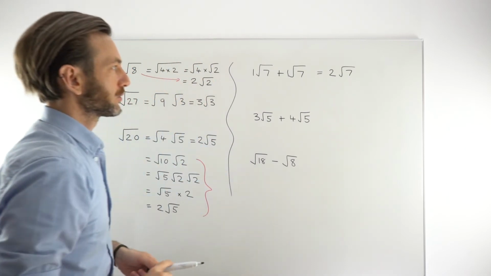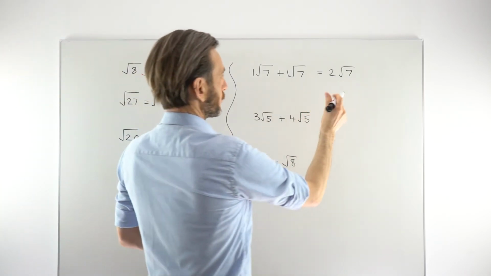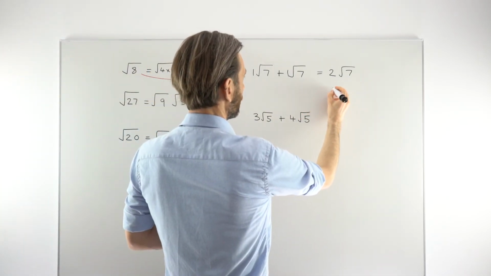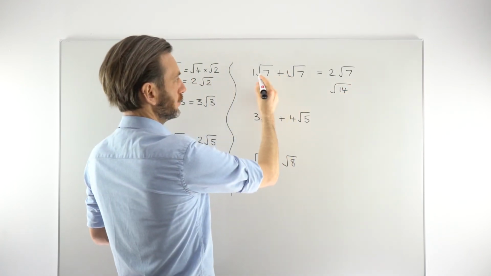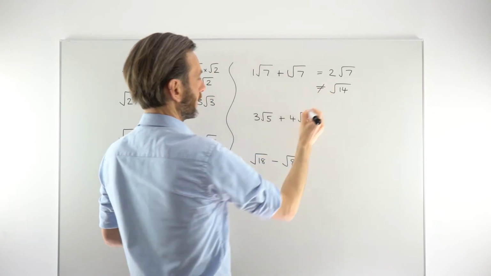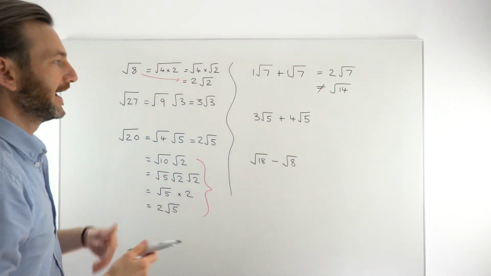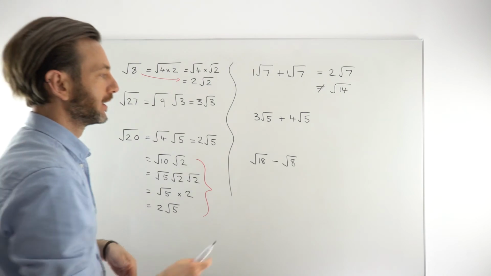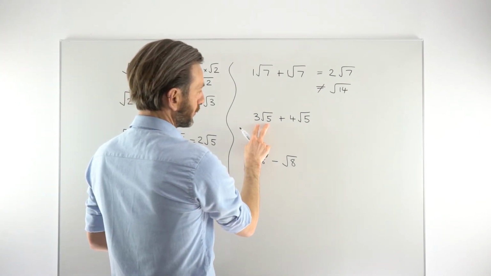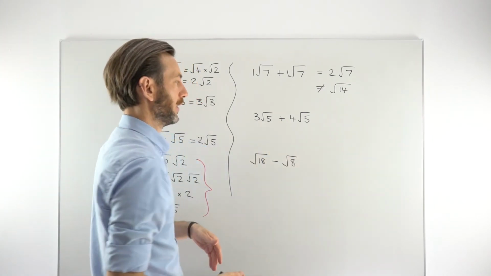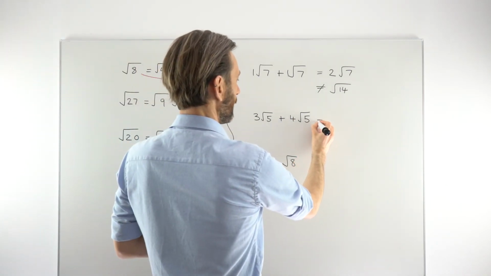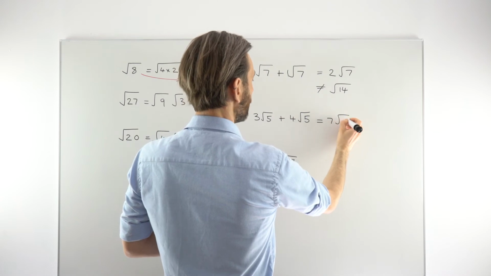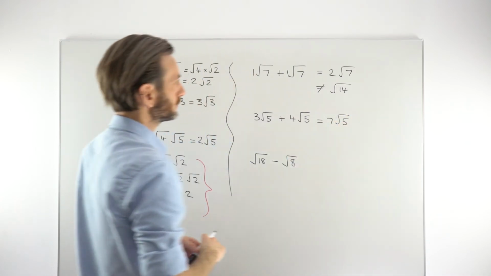The big mistake in this question is to write the answer, or what we think the answer might be, as root 14 by adding the two 7s together, but that's not correct. That's an overcomplication. You're just adding up how many root 7s you've got. Similarly here, we've got 3 root 5s, we're adding 4 root 5s. Well, you've got 3 of them, you're adding 4 of them, so that's just going to give you 7 of them. So you've got 7 root 5s.